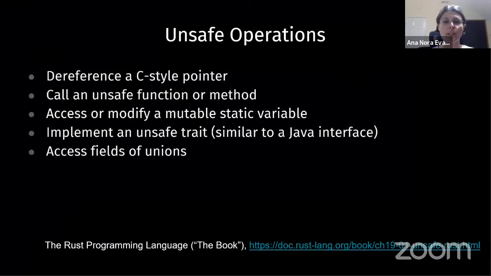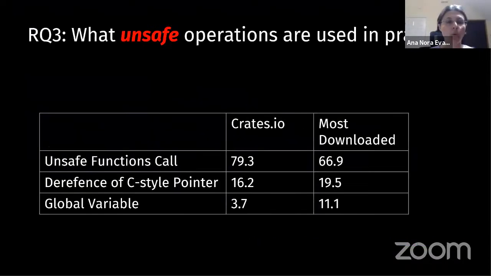We further look in more detail at what kind of unsafe operations are possible and how often they're used. The dereferencing of a C-style pointer was discussed thoroughly in the previous talk. Another reason for an unsafe operation is a call of an unsafe function. What we observed is that the unsafe function calls account for the majority of the unsafe operations, and the dereferencing of a C-style pointer is still significant. Other sources are less important.